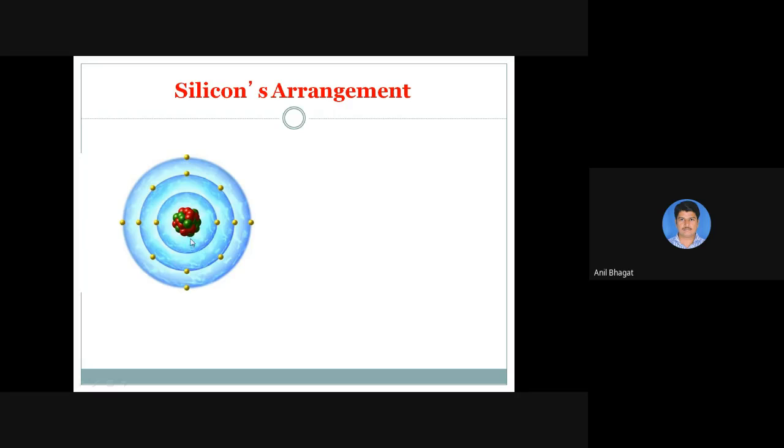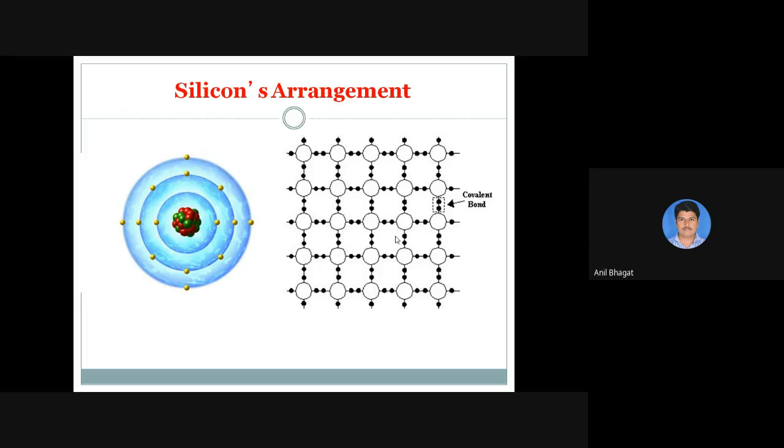Here inside is the nucleus, and the shells we call 2, then 8, and then 4, right? So the total is 14, the atomic number of silicon. Moving around this, the yellow color we call electrons moving around the nucleus. So this is the covalent bond. I already told you, when electrons are shared, a bond forms, and that bond is called the covalent bond. A covalent bond is always present in a crystal.